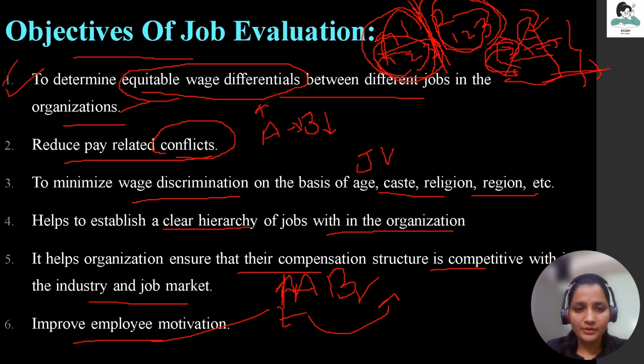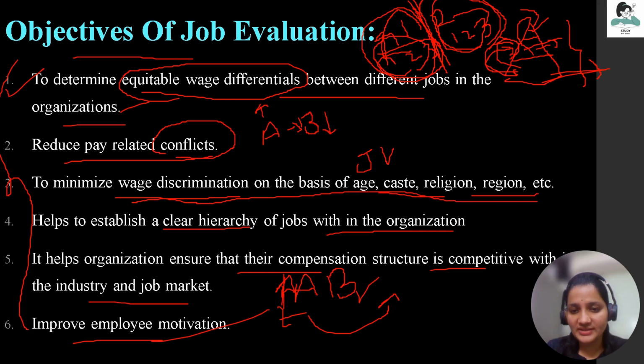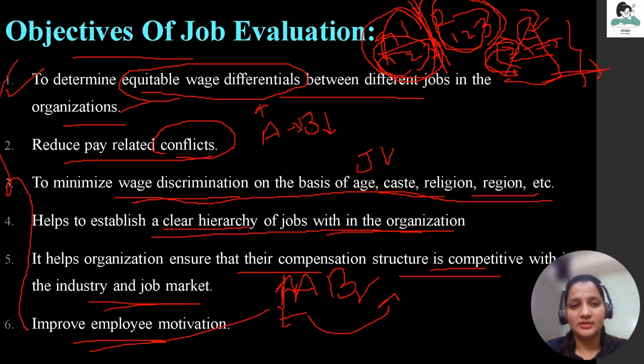So hope I am clear with these objectives of job evaluation, right? So the first one is to determine equitable wage differentiation, reduce pay related conflicts, to minimize wage discrimination on the basis of age, caste, religion, region, etc. Helps to establish a clear hierarchy of jobs within the organization. It helps organizations ensure that their compensation structure is competitive within the industry and job market. Improve employee motivation. Clear? Yes.